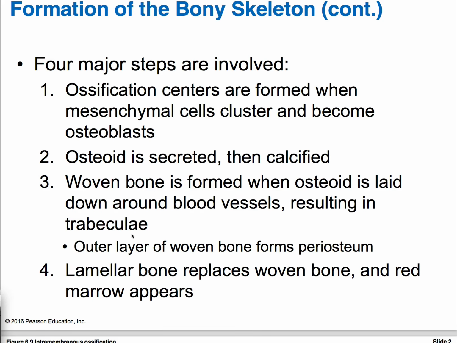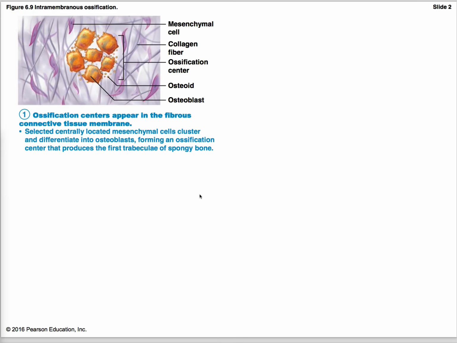At the same time as this is going on, the outer layer of the woven bone forms the periosteum. In the next step, lamellar bone is going to end up replacing the woven bone, and the red bone marrow starts to appear.